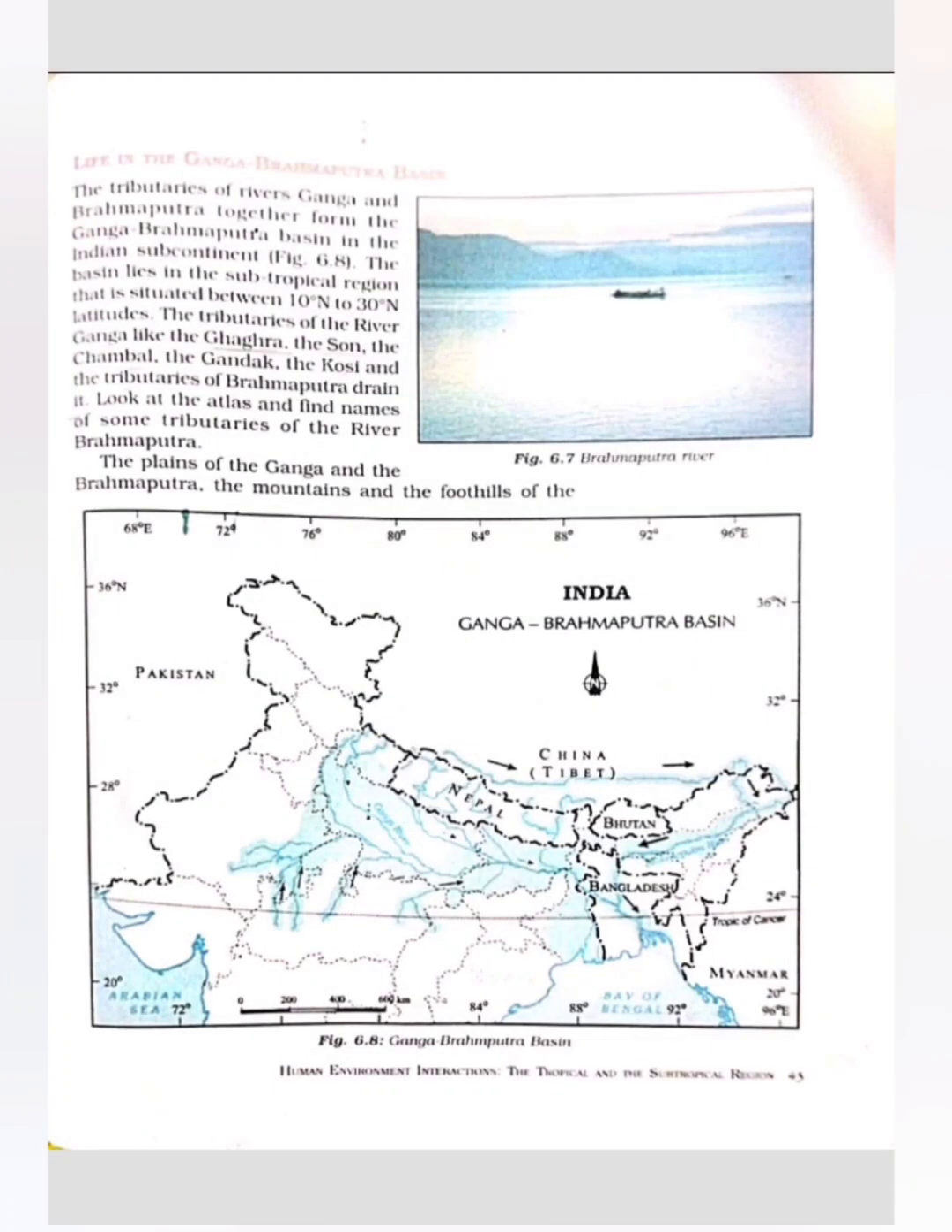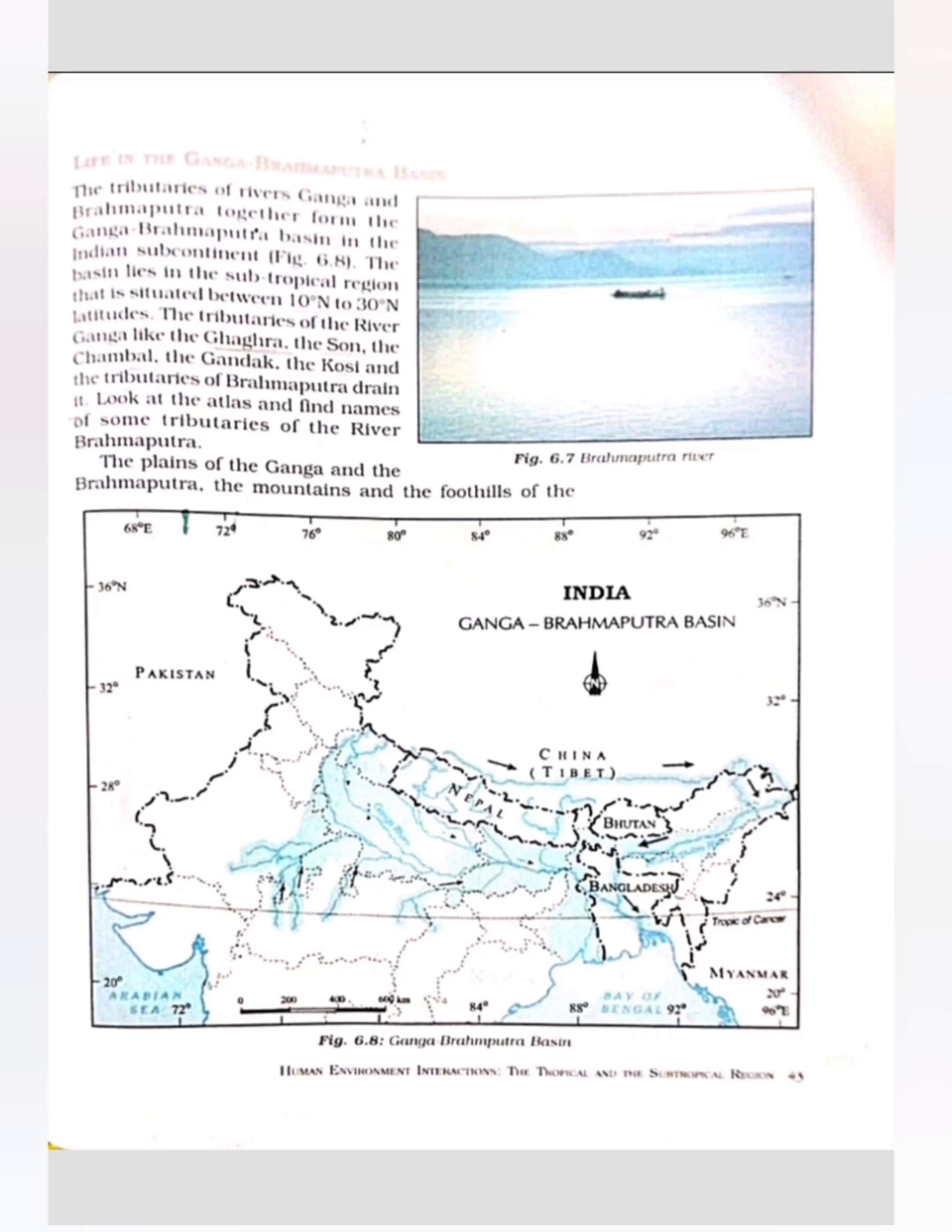After studying the tropical region, we move to the subtropical region, and one example of a region which lies in the subtropical zone is the Ganga-Brahmaputra basin. The tributaries of the river Ganga and the Brahmaputra together form the basin in the Indian subcontinent. The basin lies in the subtropical region, situated between 10° north and 30° north latitude. The tributaries of the river Ganga, like the Ghagra, Son, Chambal, and Gandak, and the Koshi tributaries of Brahmaputra drain it. Look at an atlas and find the map of some tributaries of the river Brahmaputra.